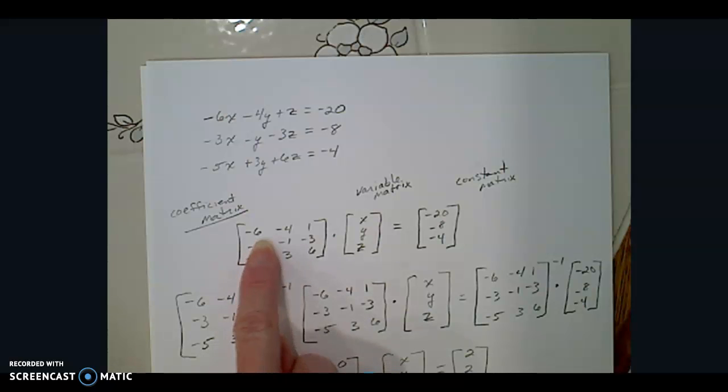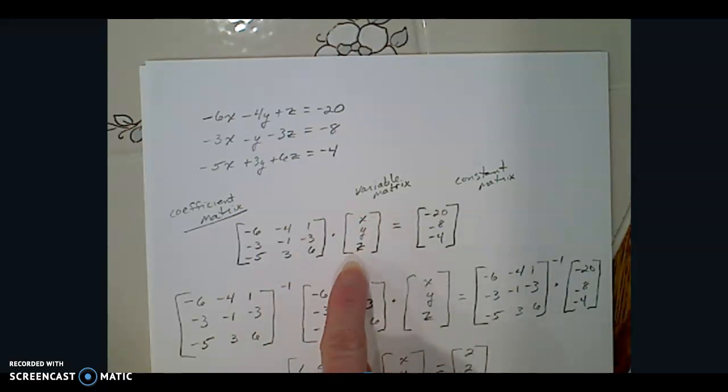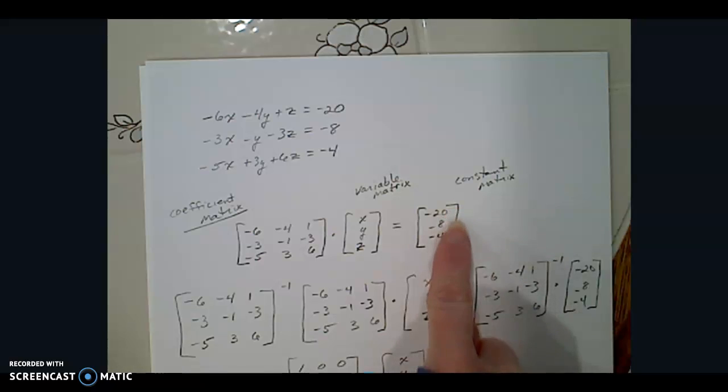So I just took all the coefficients and wrote it as a 3 by 3. And then my variable matrix, and my three variables are x, y, and z. And then this is called your constant matrix. You write it as a 3 by 1.